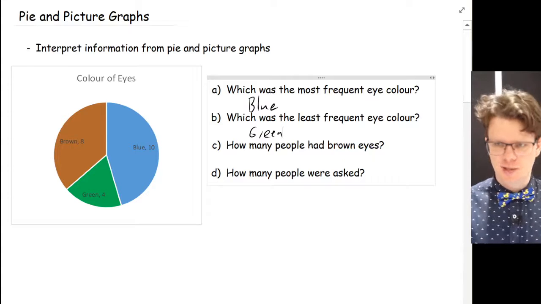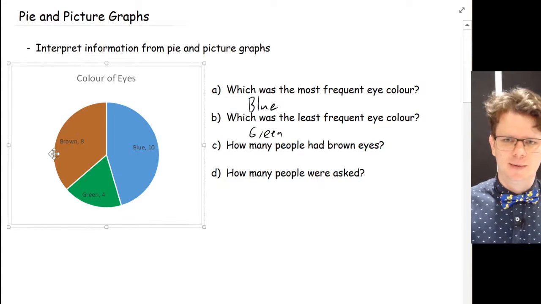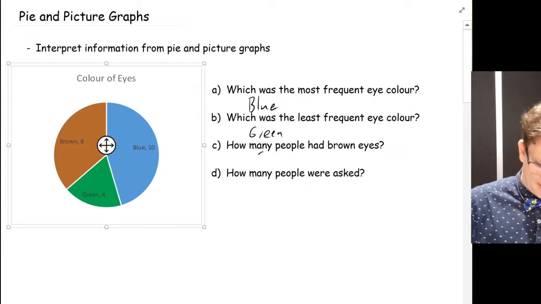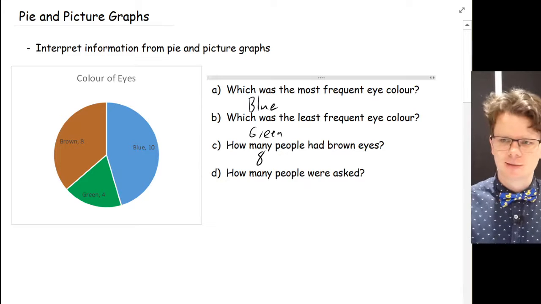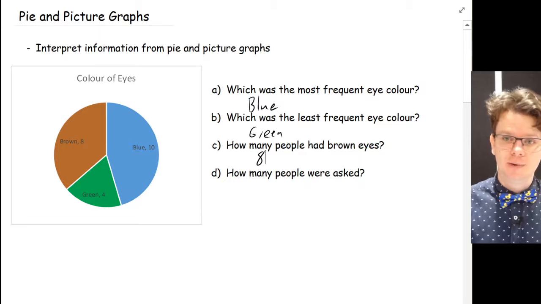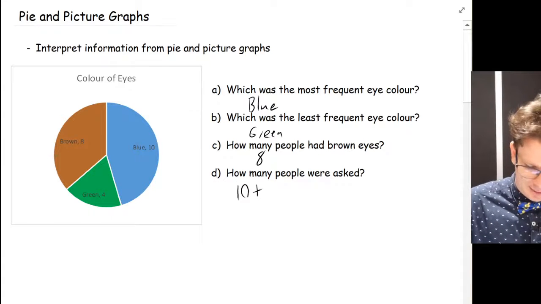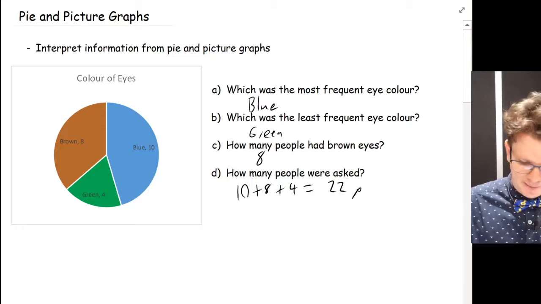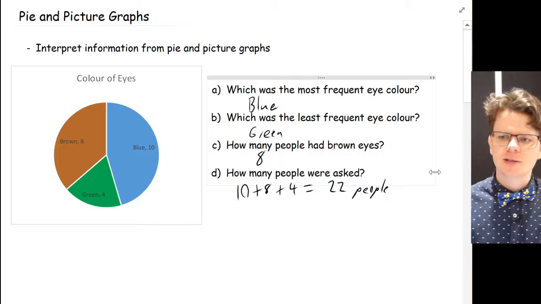And so then the next question asks, how many people had brown eyes? Well, let's look at the brown section and we can see that it says 8. So 8 people had brown eyes. The last question asks, how many people were asked? Well, that means we're going to need to add up all of these people. So we've got 10 people who had blue, 8 who had brown, and 4 who had green. So let's add those up. 10 plus 8 plus 4, and that's 22 people were asked in total. Okay? So that's quite a simple one.